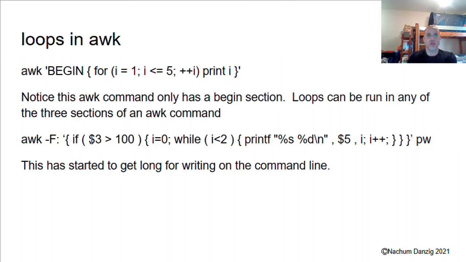Here's another example. The field separator is colon. If the third field is greater than 100, well, is this the beginning? No, this is the middle, because it doesn't have the word BEGIN. So for every line, if the third field is greater than 100, then do the following. Here I have nested braces, which are allowed. There are still three sets of braces, but this is all inside the middle section. Set i to 0. Then while i is less than 2, so it's going to be 0 and 1, it's going to do this two times. Print.